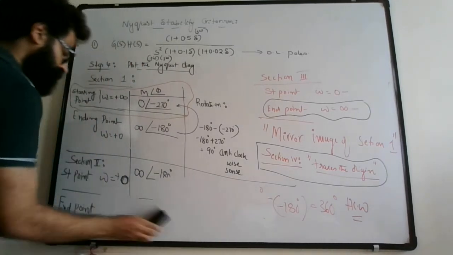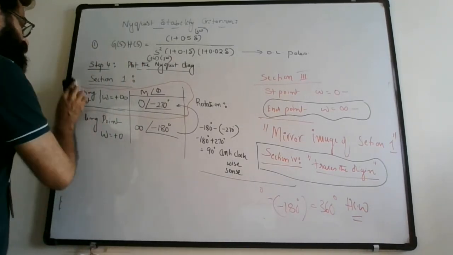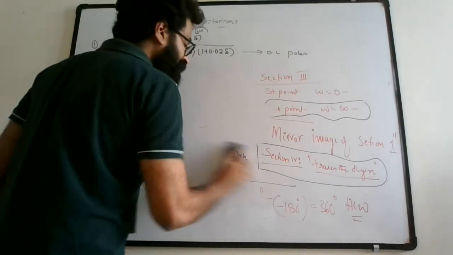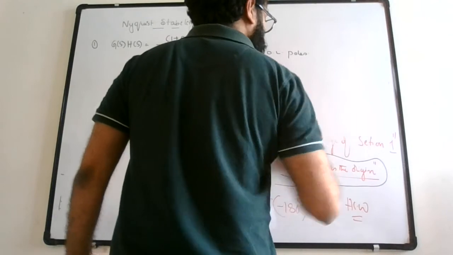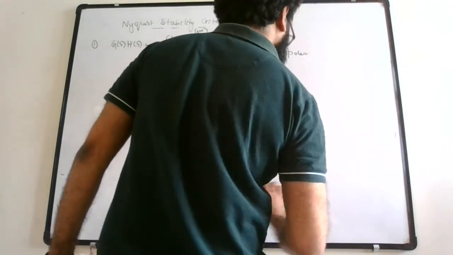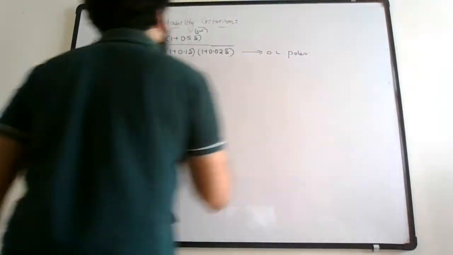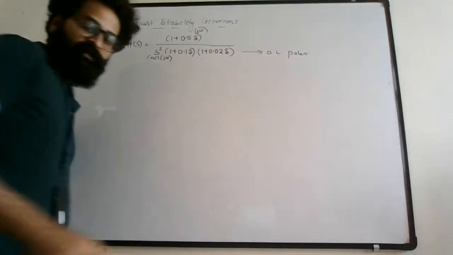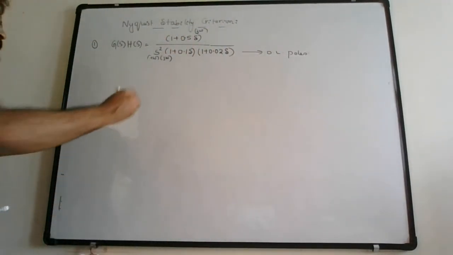Okay. All right. Now let us draw the Nyquist diagram. Since we have found the polar coordinates of the corresponding frequency, you can just place those polar coordinates in the two-dimensional plane to complete the Nyquist plot. Okay.